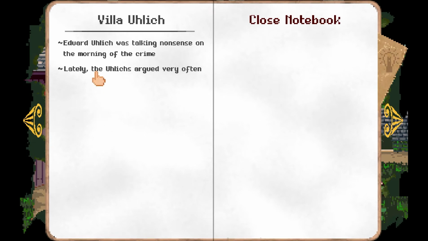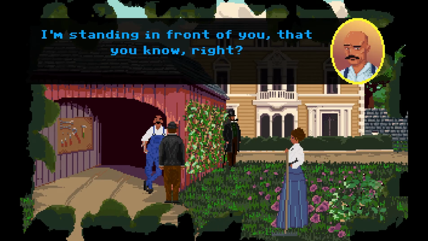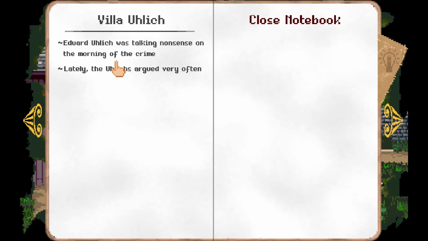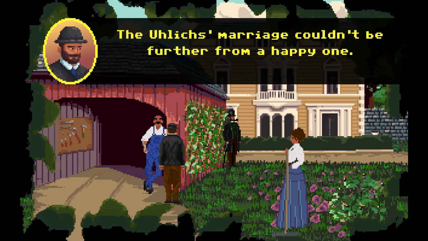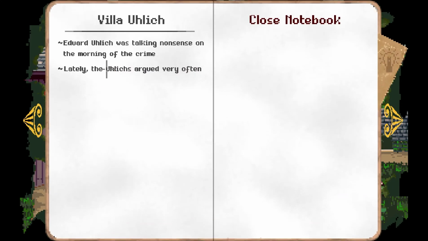I think both of these we can't actually ask him about, because he's just like, ask her. Laut Max Töpfer war Eduard Uhlig am Tat... Ich stehe vor Ihnen, wissen Sie? Die Ehe der Uhligs war nicht glücklich. Aber das habe ich Ihnen doch... Yeah, he's like, that's what I told you.